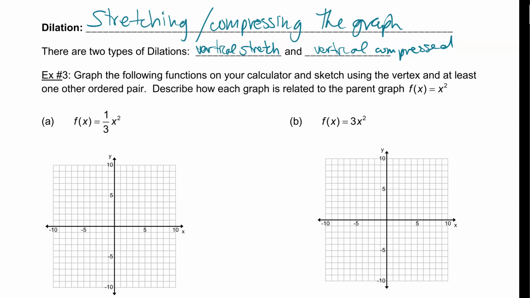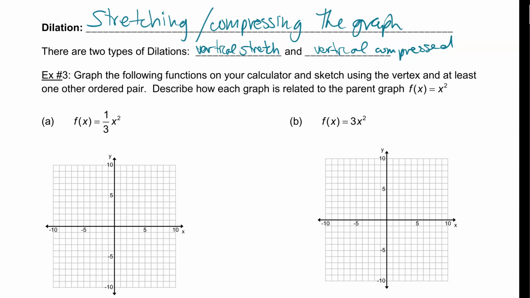So 1/3 x squared. So ready? It's time to move your body. Ready? So on the count of 3, we're going to see what does x squared look like. All right, ready? 1, 2, 3. What's x squared look like? A U shape. Ready? What is 1/3 x squared? Widens it out. What would 3x squared look like?